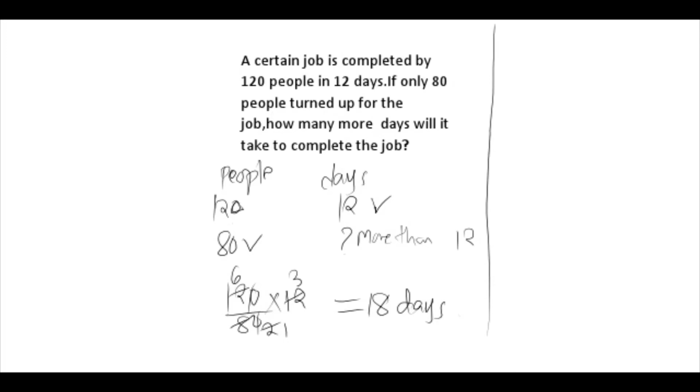So they'll work for 18 days, and then the time that was to be taken was 12. So the question was, how many more days will it take to complete the job? So we'll need the additional, we have 18 minus 12 days. 12 days was the time that the job will have been completed. But since 8 people turned up, then the job extended to 18 days. Hence, there were 6 more days to be added. So we have 18 minus 12 is 6 days more.